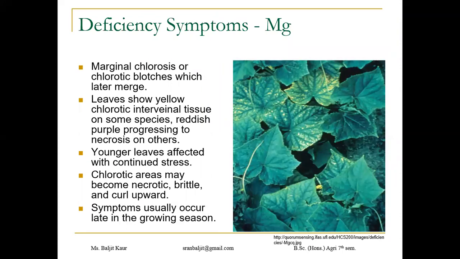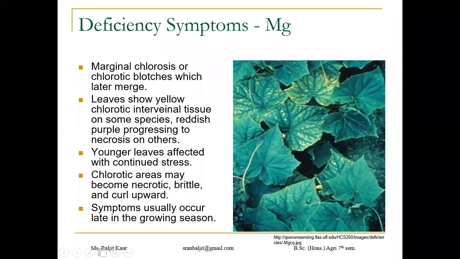Next is deficiency of magnesium. Magnesium is the major element that is required for chlorophyll. So if there is a deficiency of magnesium, interveinal chlorosis will occur, right? Marginal chlorosis or chlorotic blotches, which later may merge. These are the symptoms of magnesium deficiency, that is chlorosis, right?